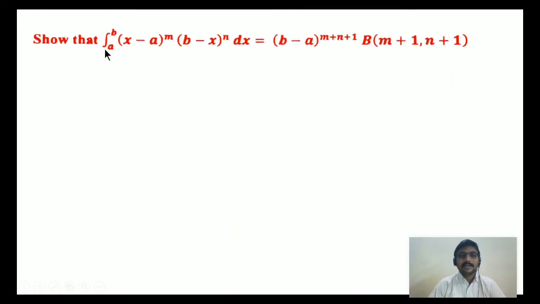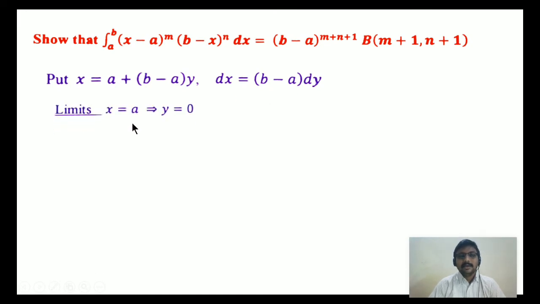Show that the integral of a to b (x minus a) whole power m (b minus x) whole power n dx is (b minus a) whole power m plus n plus 1 into beta of m plus 1 comma n plus 1. Proof. For this we have to put x equal to a plus (b minus a) into y. Now differentiating on both sides, the derivative of a is 0, b minus a is constant, y's derivative is dy. So we will have dx is (b minus a) into dy.